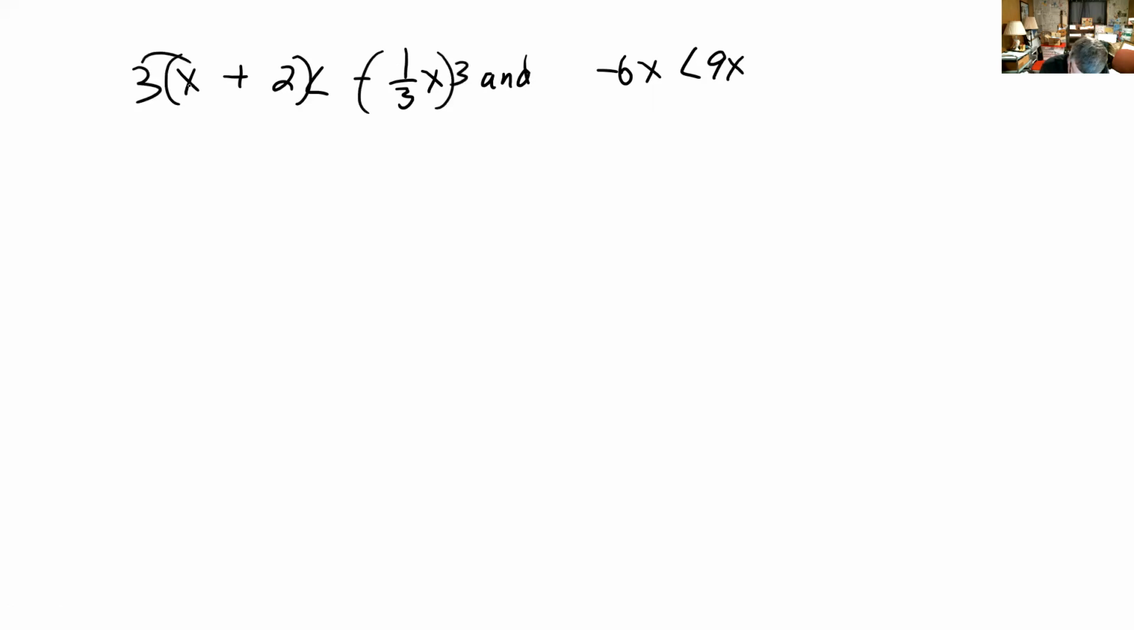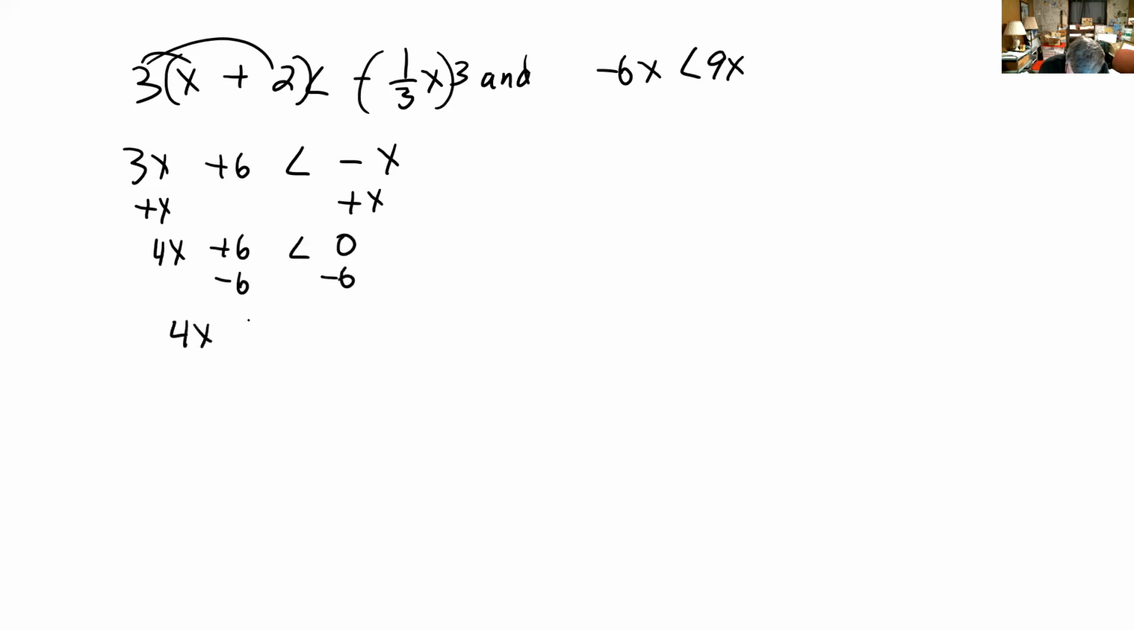x plus 2. I thought I was being so careful. So x and negative 6x less than negative 9x. So the first one, we could clear the fractions by multiplying everybody by 3. So we get 3x plus 6 less than negative x. Add x to both sides. 4x plus 6 less than 0. Subtract 6. 4x less than negative 6. Divide by 4, x less than negative 3 halves.